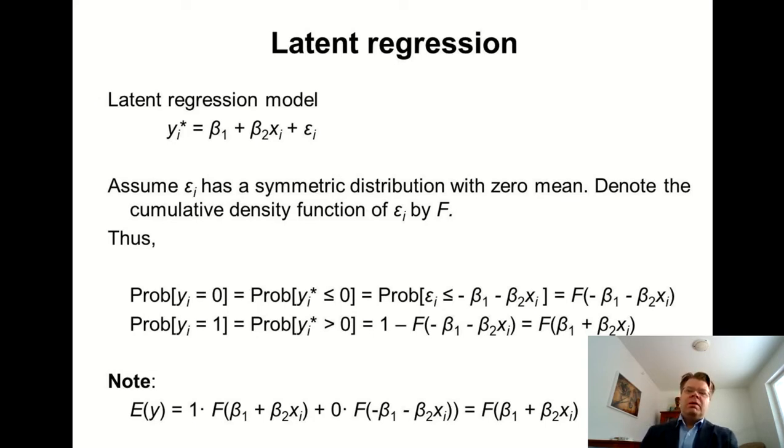Notice also that by using these properties of the cumulative distribution function, it's also the expected value of y. So the expected value of this binary outcome y is also equal to this value of the cumulative distribution function. If this does not look very familiar, you can just remind yourself about the properties of the cumulative distribution functions in general to see that these properties hold.